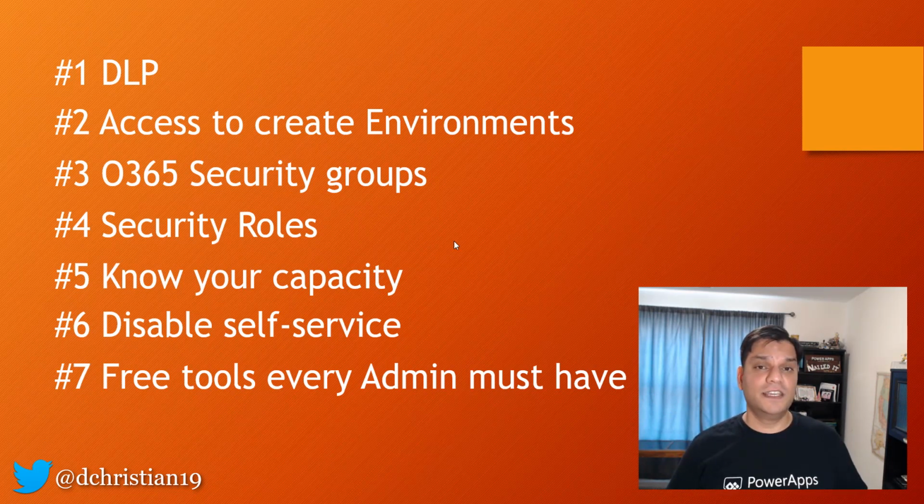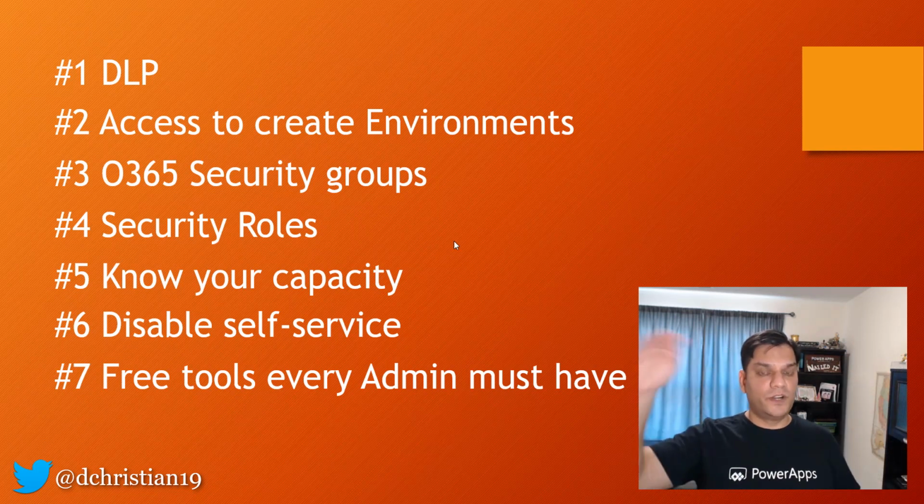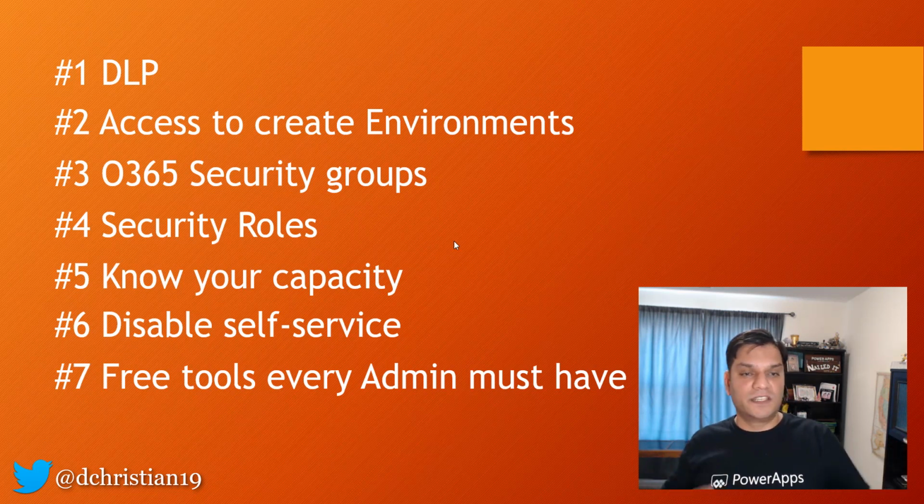But these are the 7 things, and I put them in a very specific order because, as a recap, the first thing you need to do is set up that DLP in your tenant over there. You've got to do that. You can then set up the access however you want, take away all the environment creation, both for production and test, or you can keep the test. It's your call. The combination of Office 365 security groups and the security roles works really well to create that granular level of permissions.